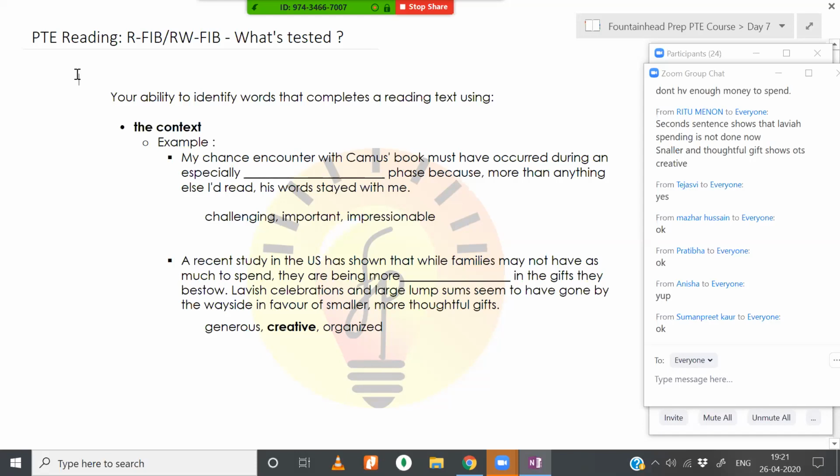All right. So the first ability that is being tested is to understand the context, which is why reading critically matters a lot. And these are question types that only contribute to your reading section. So that is why context is very, very important.